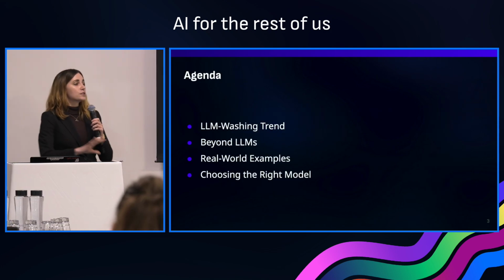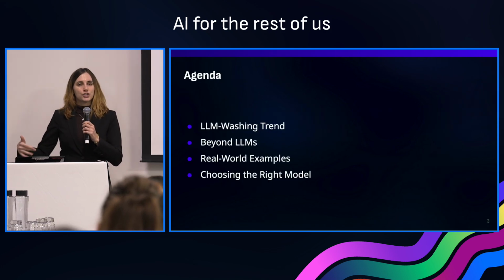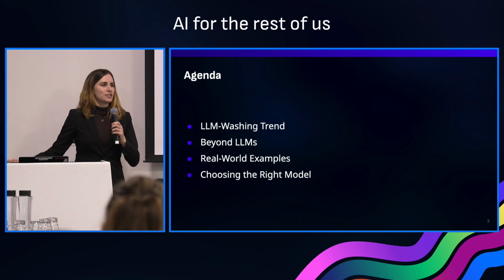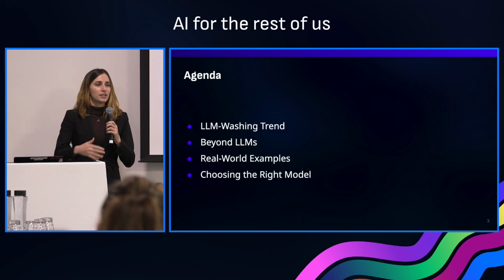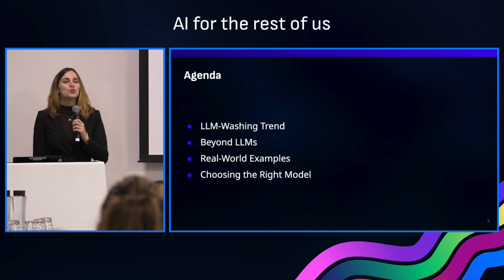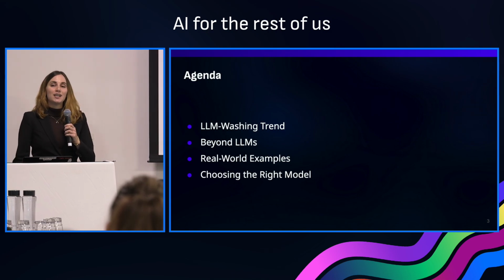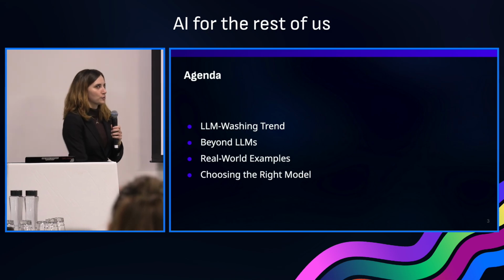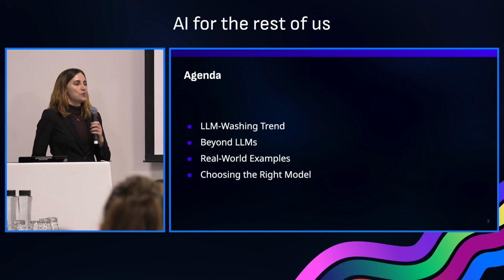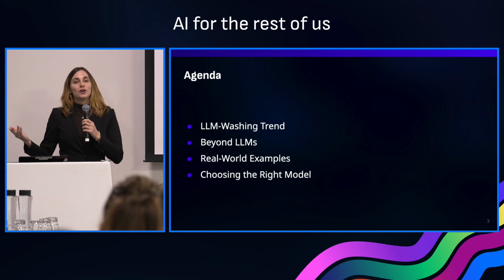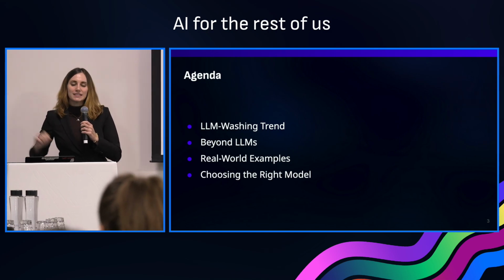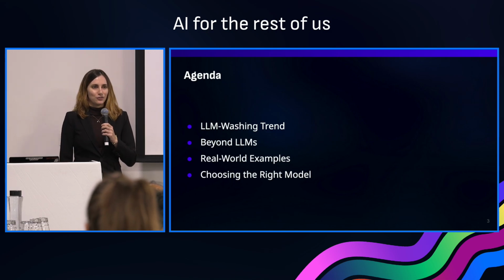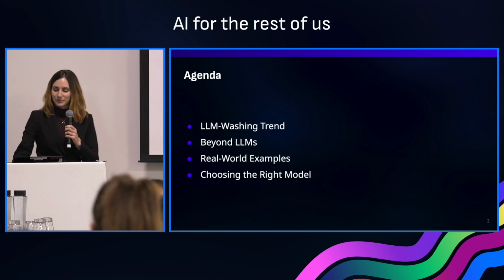For this talk, first I'll be talking about the so-called LLM washing trend, as I call it. Then we'll be looking beyond the LLM: what else is actually out there? What other machine learning models than LLMs do actually exist? Then I'll walk you through some real-life examples that I did at home in preparation for this talk, where I weigh LLMs against other non-LLM machine learning models. And then we'll talk shortly about how to choose the right model for your use case.